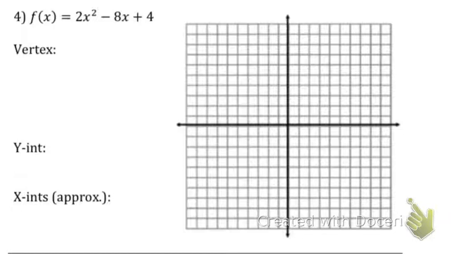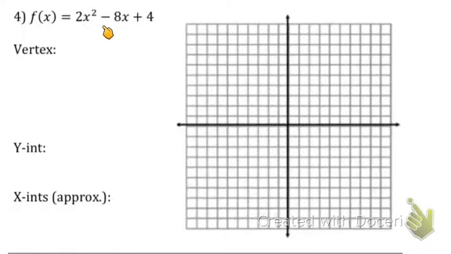Let's start with number 4. So we have the standard form of a quadratic, and we're going to find the vertex and graph this thing. Once we do that, we'll find the y-intercept, and then we will make an accurate guess of the x-intercepts. If you watch the video, there's details on how to do this, but I'm going to show you my way, which is very similar to the video.